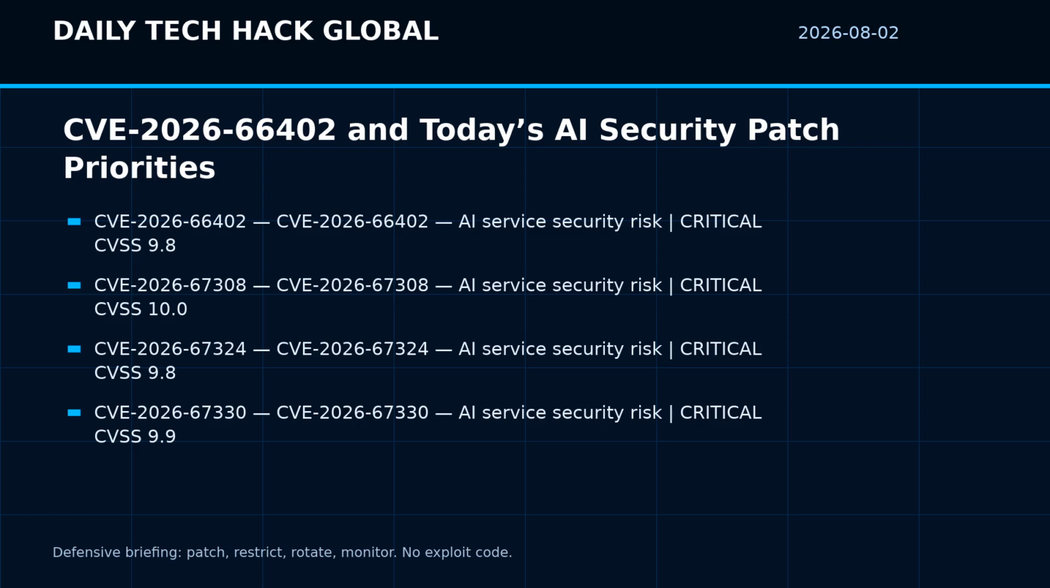If your team runs cloud workloads, AI services, developer pipelines, or internet-facing infrastructure, today's security question is simple. Which patch changes your blast radius first? This is Daily Tech Hack Global for August 2, 2026. The facts in this briefing come from MDD, CISO and Reachable, and linked vendor advisories. I will keep the discussion defensive, no exploit commands, no payloads, and no step-by-step attack chains.